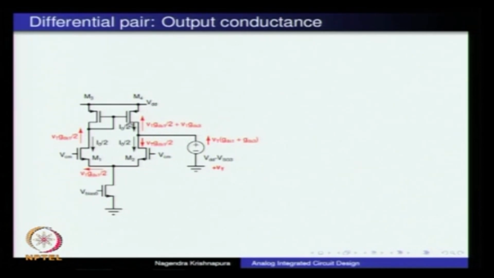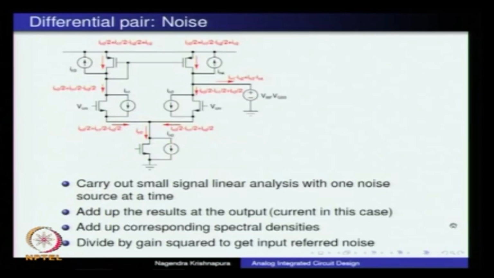To calculate the output conductance, this is what happens. If we apply a test voltage Vt, we will have Vt times GDS1 by 2 flowing this way, and that will also get mirrored. So, Vt times GDS1 by 2 will flow there, plus Vt times GDS3. Okay. So, that is how we get the output conductance to be GDS1 plus GDS3. So, similarly, we can calculate the noise and the other parameters. We will continue with that in the next lecture.